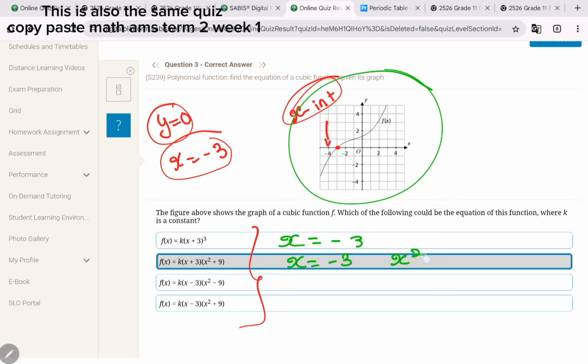Here, x is equal to plus 3. No, we don't want plus 3. Here also x is equal to plus 3. We also don't want plus 3. So you cancel these out. You're left with this one and this one. Now we directly choose this one.